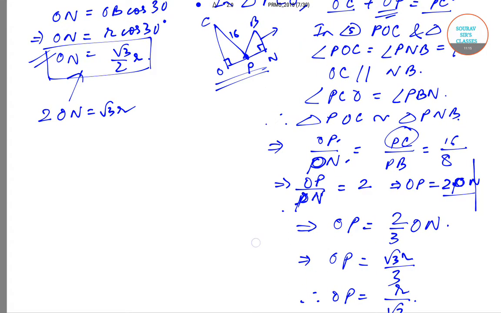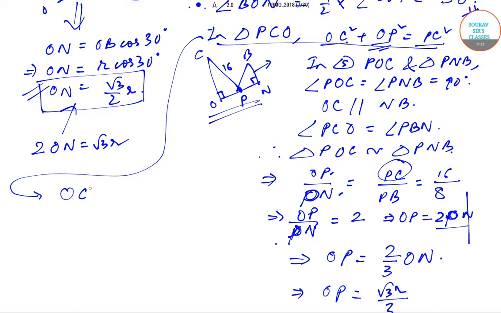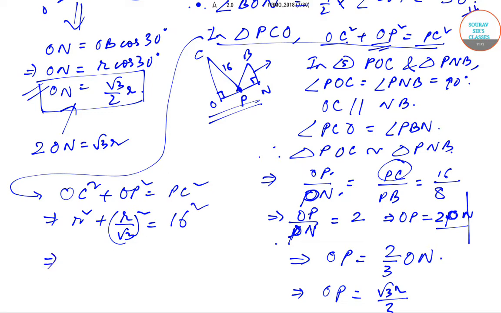And now we'll use the Pythagoras theorem. By Pythagoras in triangle PCO we have OC square plus OP square is equal to PC square. Now OC square is equal to R square, OP we have already found out, R by root 3 whole square, and PC is equal to 16, so we have 16 square. So this gives us R square plus R square by 3 equal to 16 square. So we have 4R square by 3 is equal to 16 square.